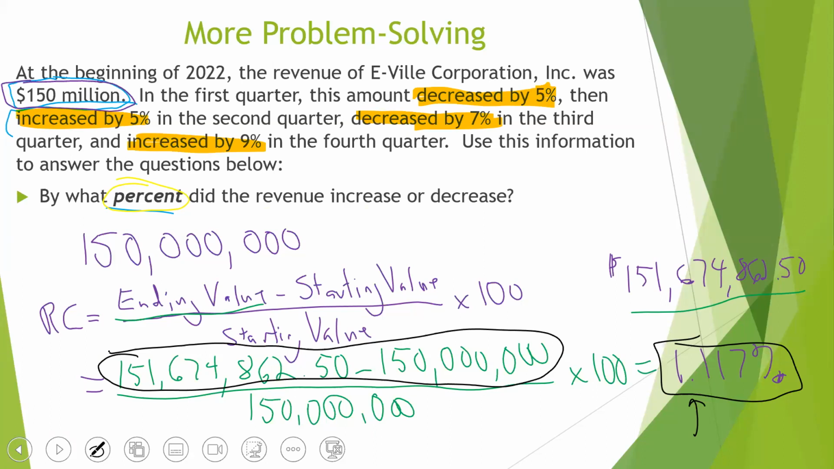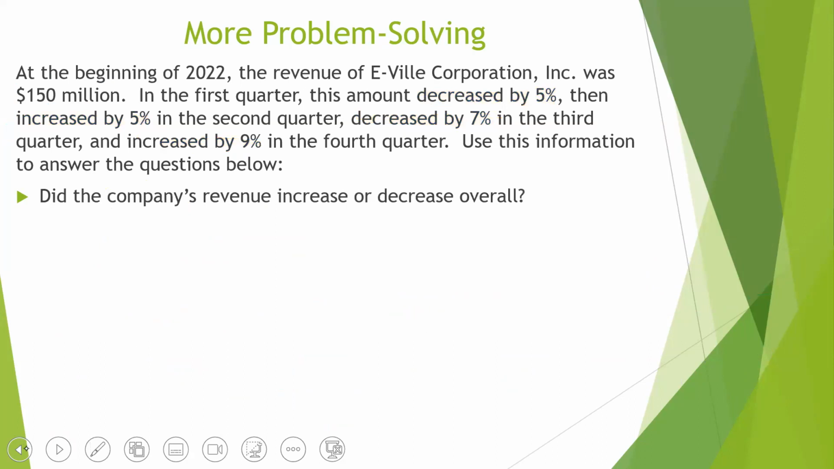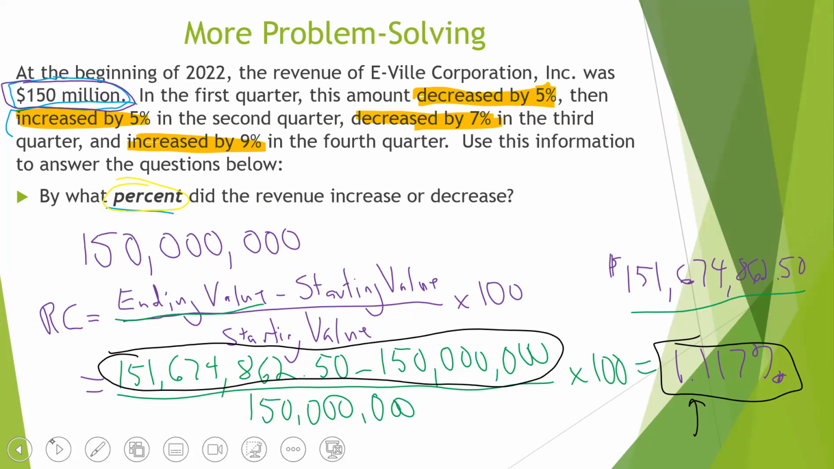Okay. I think there is a second part of this problem. Nope, I skipped the second problem. I did this in the wrong order. I apologize. So we're supposed to first answer whether the company's revenue increased or decreased overall. We saw it increased. And then in the second part, we figured out the percent.